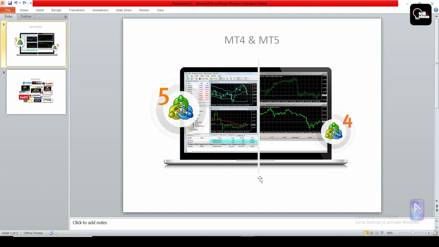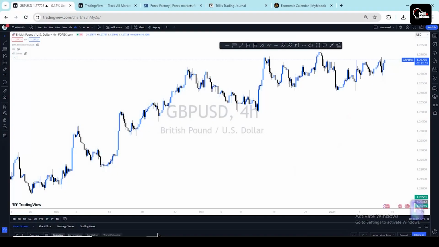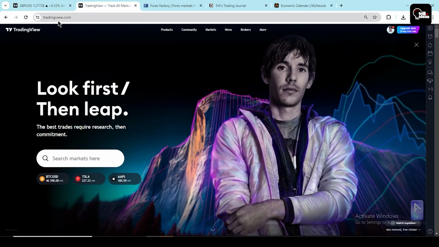You need to register a TradingView account. You just need to go to tradingview.com. Let me show you guys how the website looks like. This is how the website looks like, tradingview.com. So you get yourself an account. Registering an account is absolutely free, although there is a premium, but even with the free account you can still analyze the market.